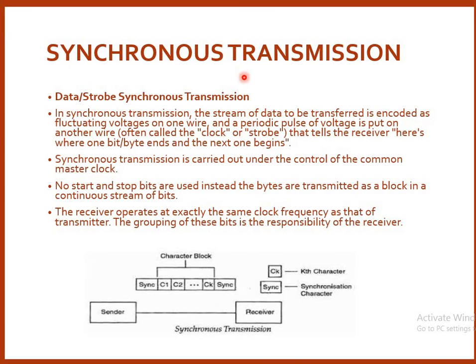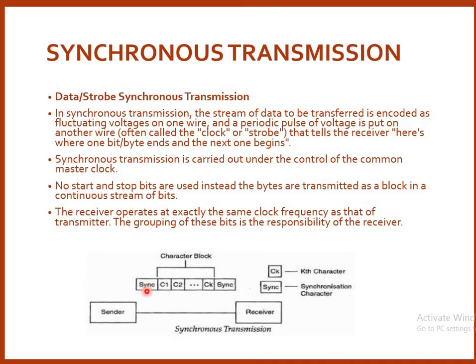So what is synchronous transmission? In synchronous transmission, the stream of data to be transferred is encoded as a fluctuating voltage on one wire, and a periodic pulse of voltage is put on another wire, often called a clock or a strobe, that tells the receiver where one byte ends and the next one begins. So that was shown over here. Here, for the beginning and the ending of the data, we are transferring some sort of bits.